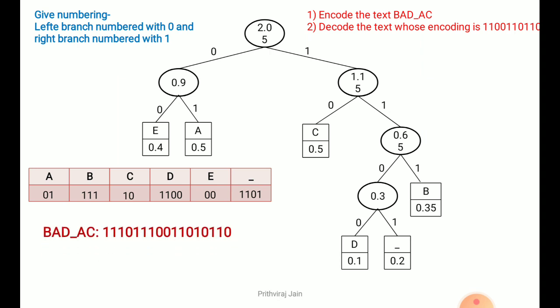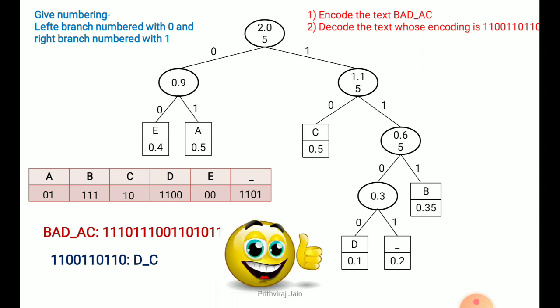So for BAD underscore AC we can write it as 1, 1, 1, 0, 1, 1, 1, 0, 0, 1, 1, 0, 1, 0, 1, 1, 0. And easily we can decode the text whose encoding is given, and that will be equal to D underscore C. So this is how we can easily encode or decode data using a Huffman tree or Huffman coding.